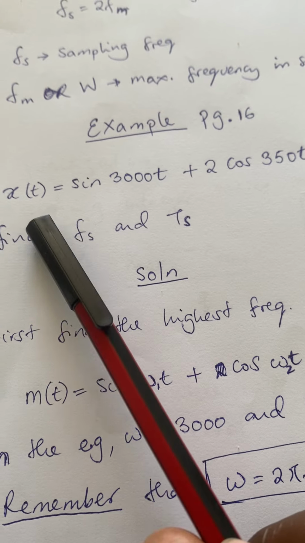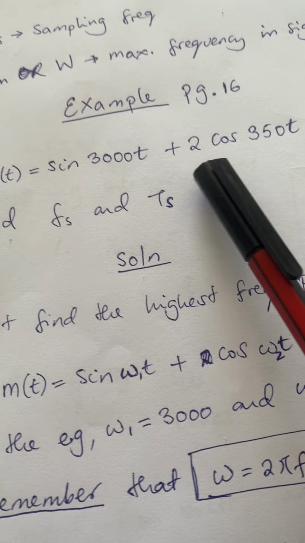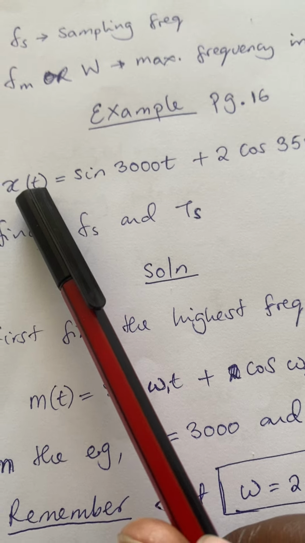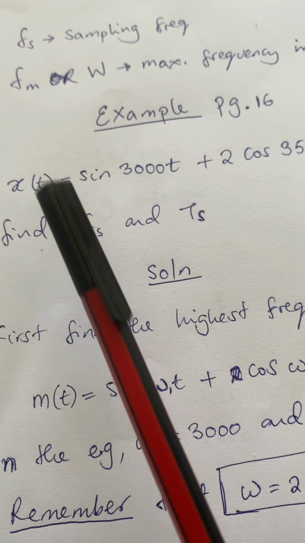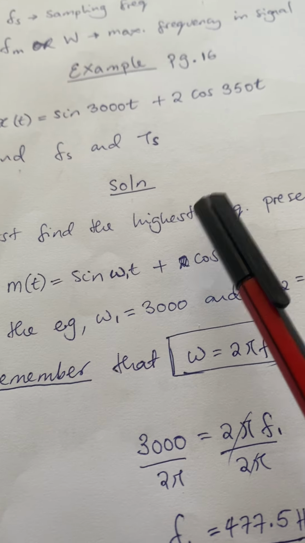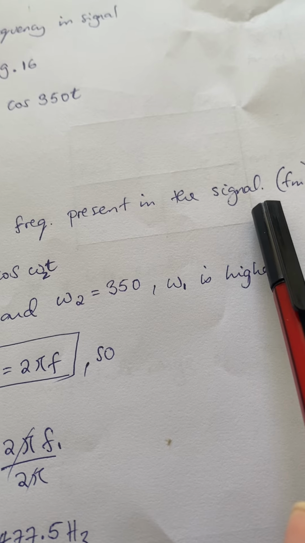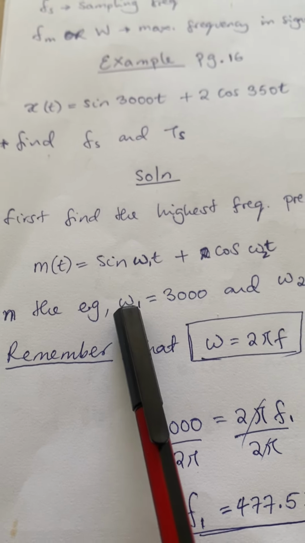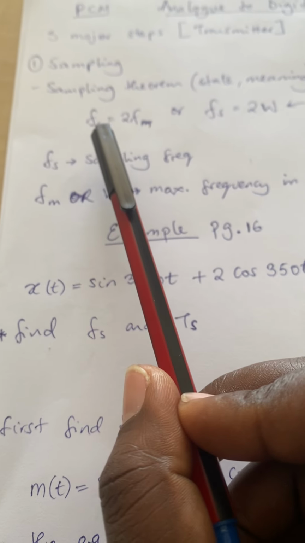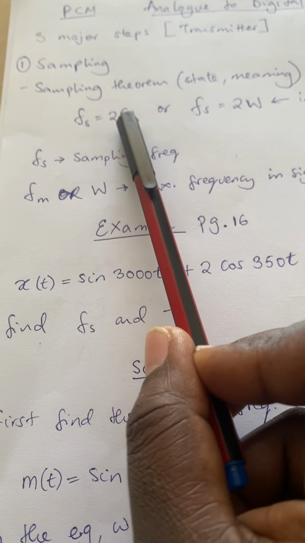We have x of t equal to sine 3000t plus 2 cos 350t. We know that t stands for time, same thing here, t stands for time. We need to find Fs and Ts. To find that, we first of all need to know the highest frequency that is present in the signal, which is Fm. So I'm going to go back to this equation, Fs is equal to 2Fm, and I need to know what Fm is.